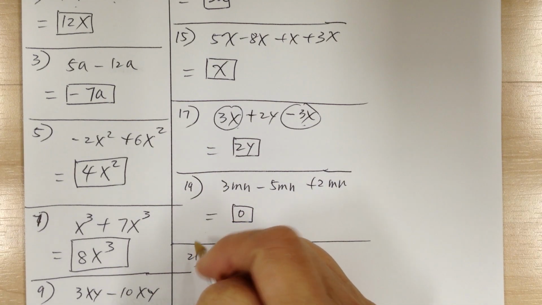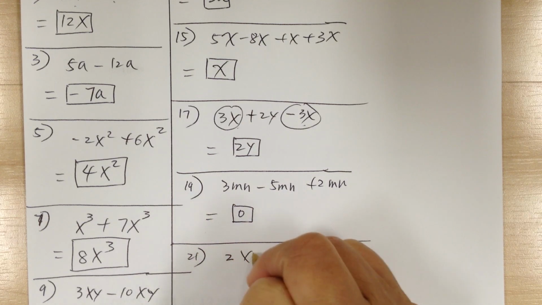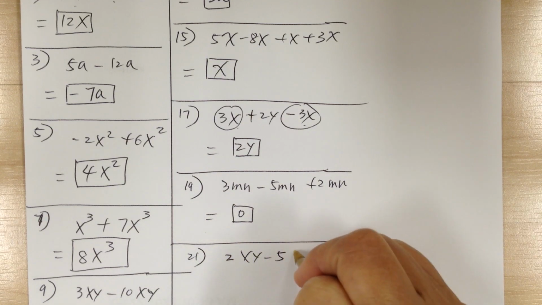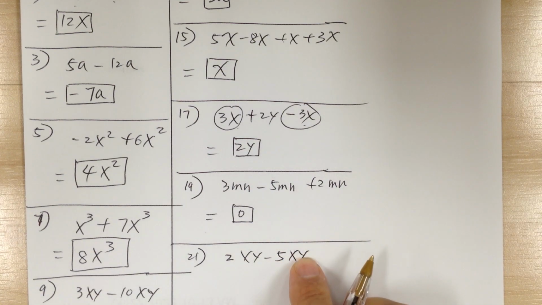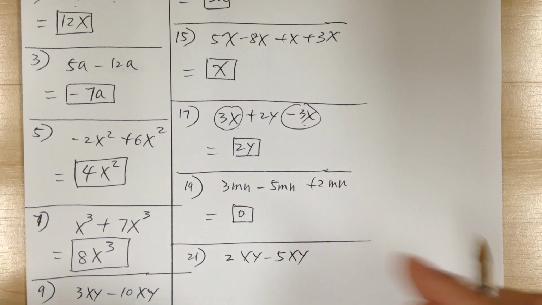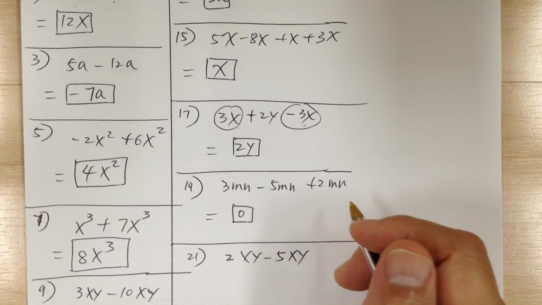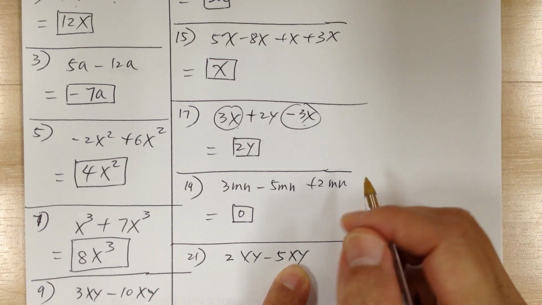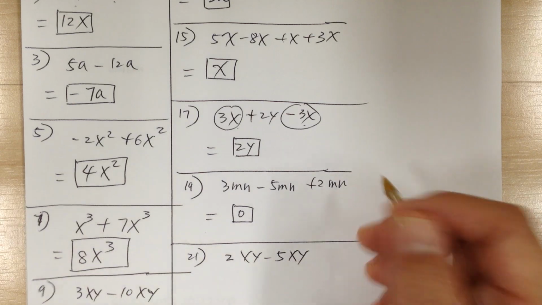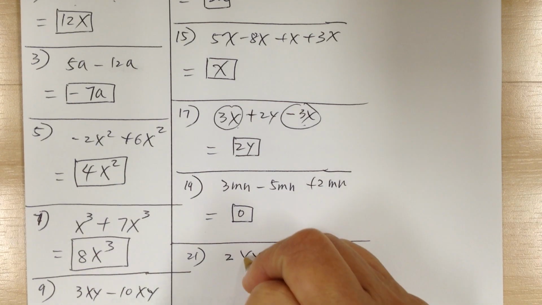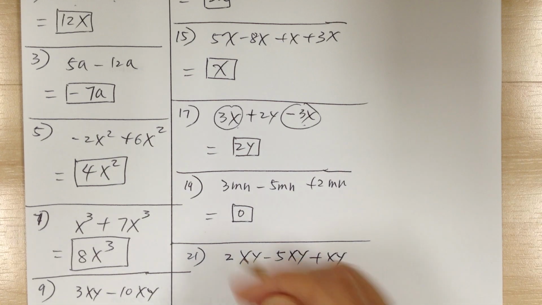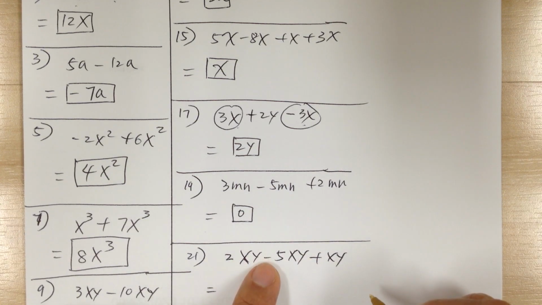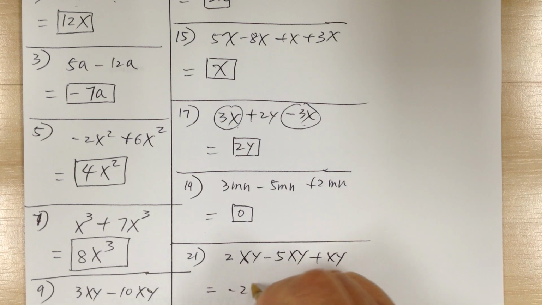Okay, 21. You have 2xy minus 5yx plus xy. Now it's yx, so I'm going to arrange it alphabetically. Since these are multiplication, you can commute them. So these have xy, xy, xy, so they are all like terms, so you can combine. 2 minus 5 is negative 3, plus 1 will give you negative 2.